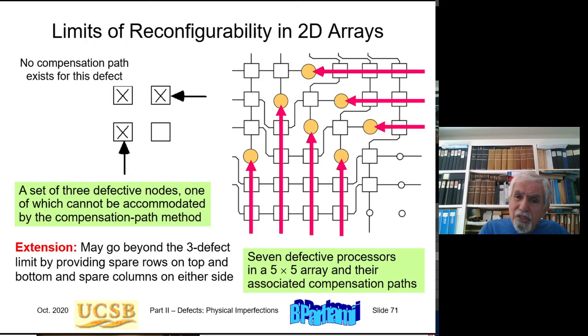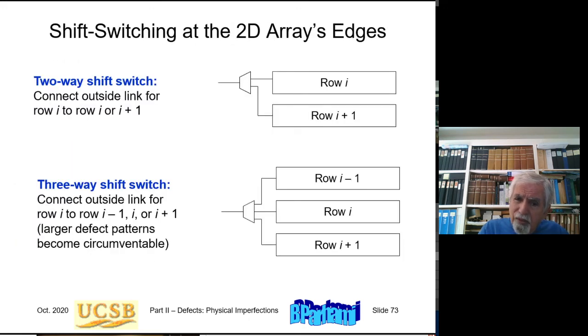Okay, at the edge of this array, when there are, say, five external row connections, I have to be able to connect the row connection either to the original rows or to one row down. And the mechanism that allows me to do that is called shift switching. So a shift switch allows a signal either to go straight through or to be shifted down.